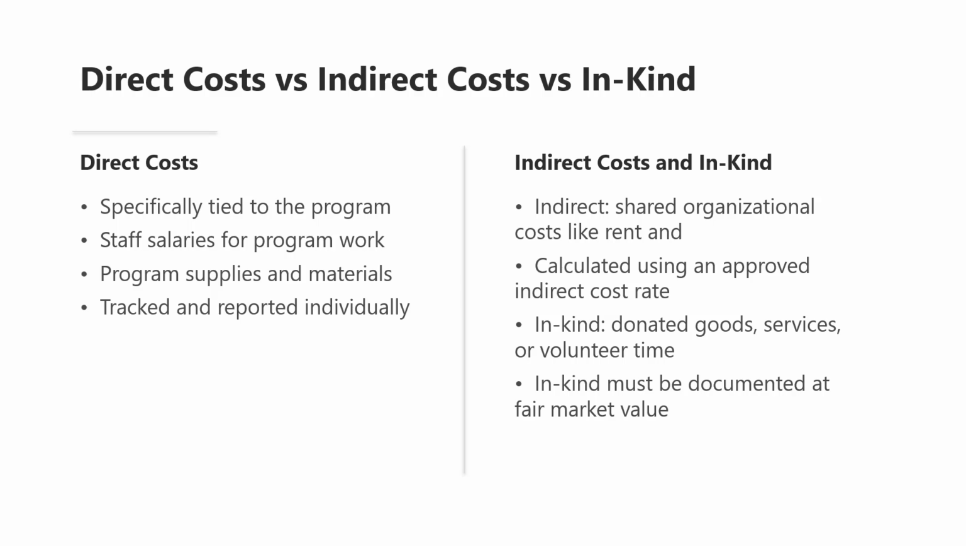So let me give you the clear summary to carry with you. Direct costs are program specific, indirect costs are shared expenses calculated as a rate, and in-kind contributions are non-cash resources valued at market rates. Keep those three distinctions clear in your mind and you will be well prepared.